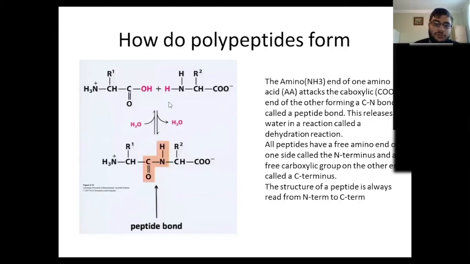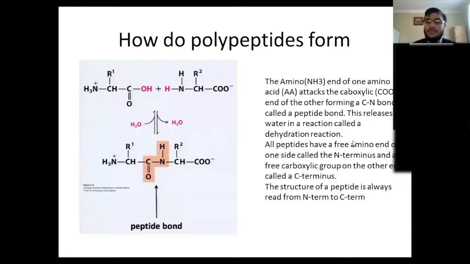And this is also reversible. So if you add in water and a proper enzyme, like a protease, not a nuclease, my bad, you can actually break peptide bonds. It's called a hydrolysis reaction. By adding water and an enzyme, you can break it into separate amino acids. Or if you remove water from these two molecules, you can form a peptide bond.